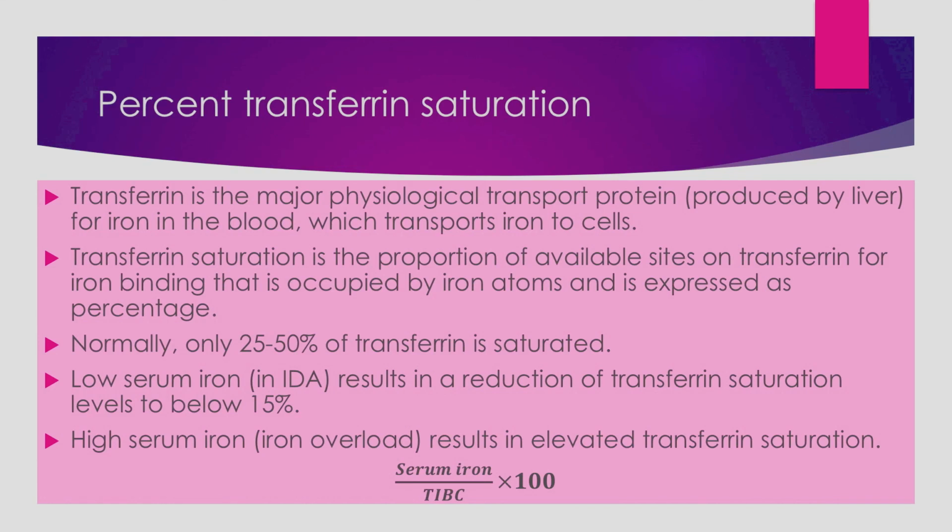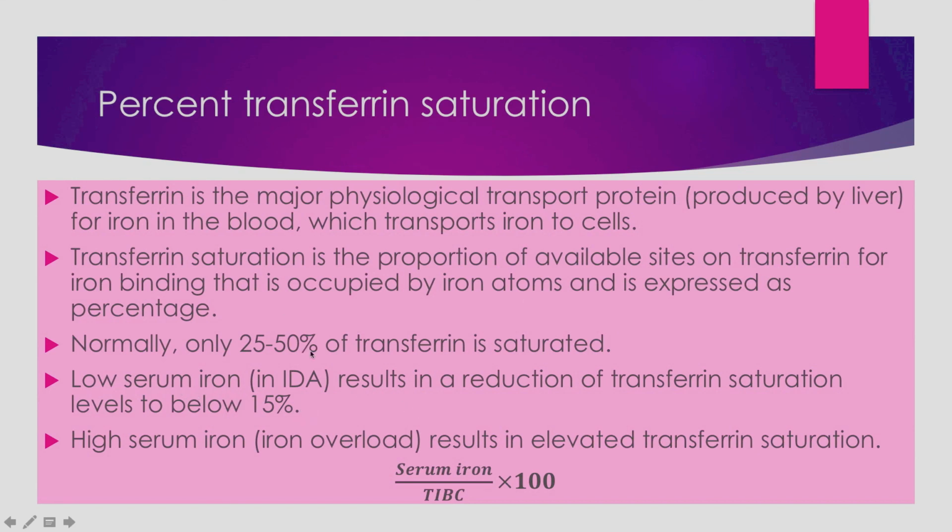When the iron levels are low in the blood, it leads to a reduction in transferrin saturation. The transferrin saturation falls below 33%, down to below 15%, so we say that the transferrin saturation has reduced. Whereas if the blood is overloaded with iron, it leads to more saturation of transferrin. So high serum iron leads to increased saturation levels, whereas low serum iron leads to decreased saturation levels.